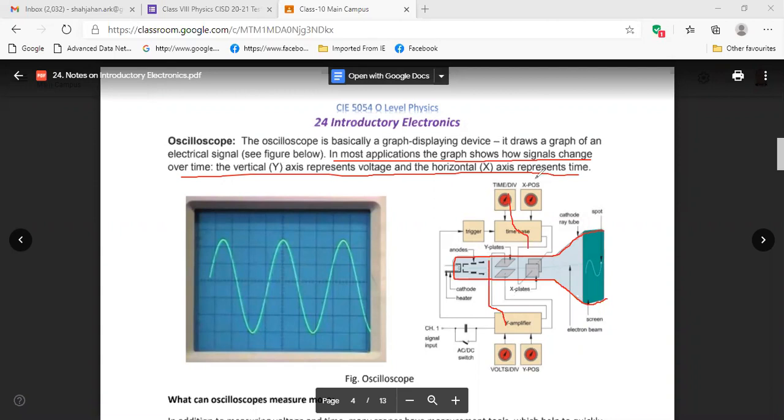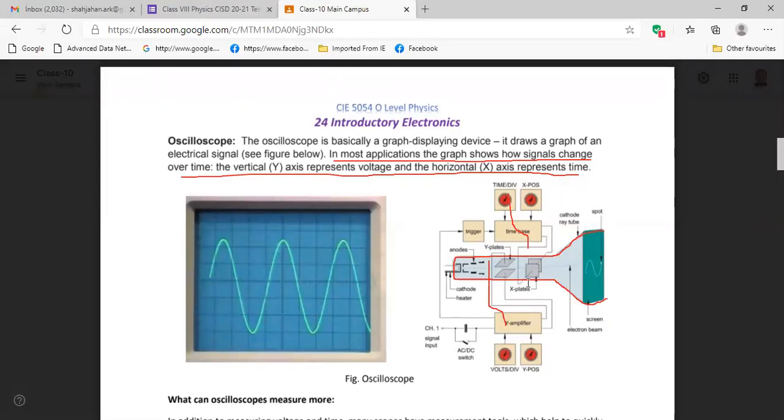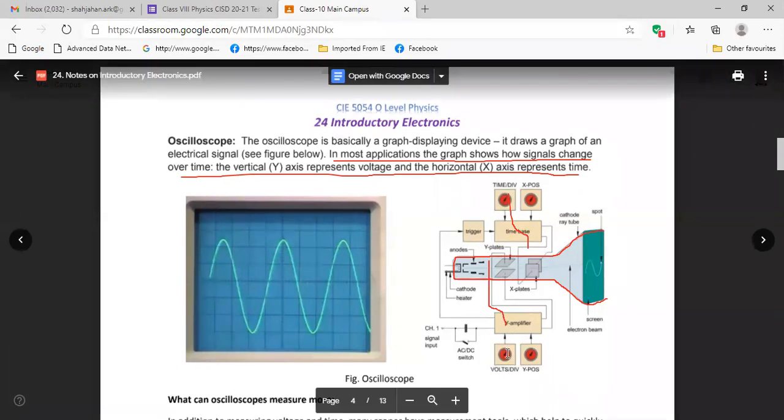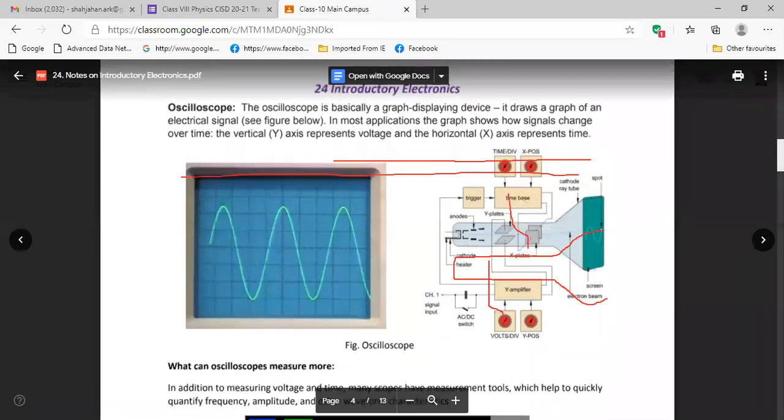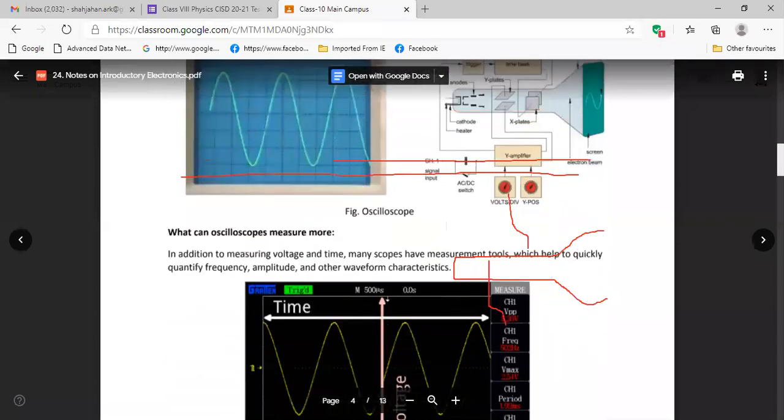Are you done with the right side drawing? Yes, sir. Then Aisha, you are also done, right? Drawing the right side one. The X plate is connected to time base, time per division. The Y plate is connected to volts. Completed? Yes, sir, continue. Okay, very good.